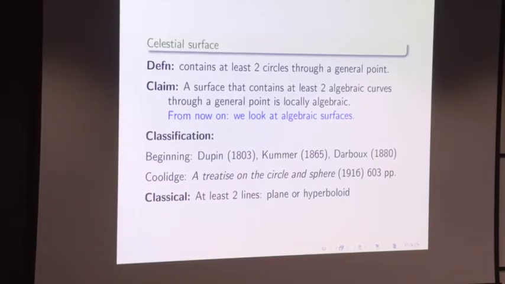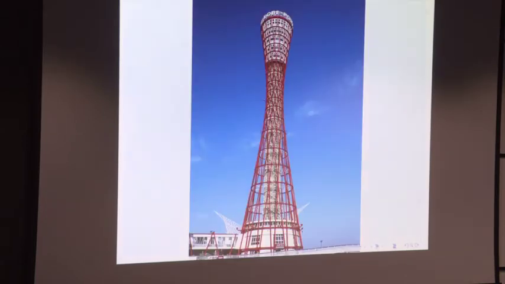Now, if you step back a little bit, then you can ask a simpler question: what are the surfaces when there are at least two lines through every point, or every general point? And so this is well known. These are just the planes or the one-sheeted hyperboloid. So these are the examples, and then there are some real-life examples here.